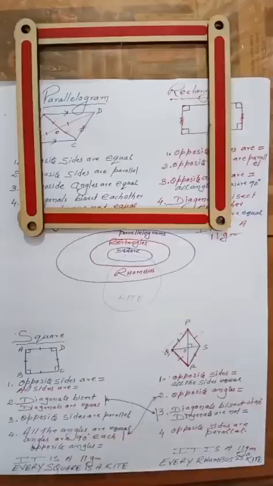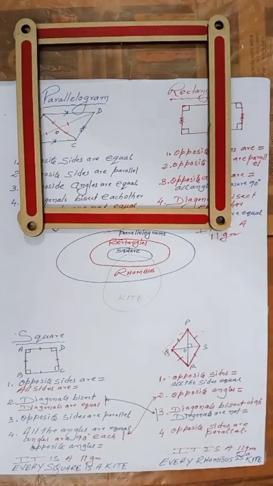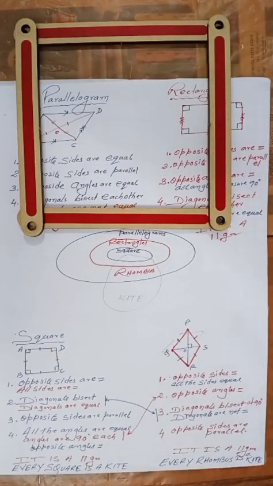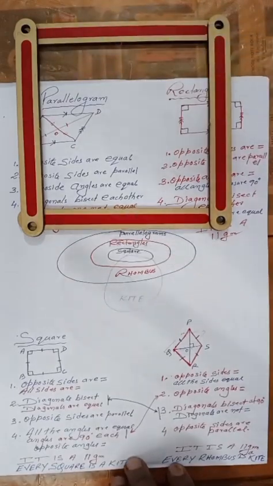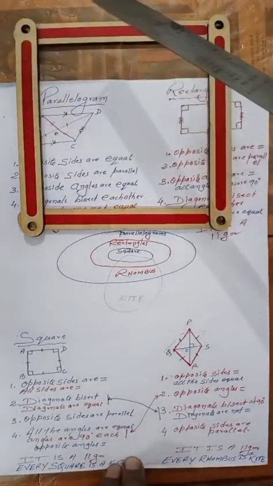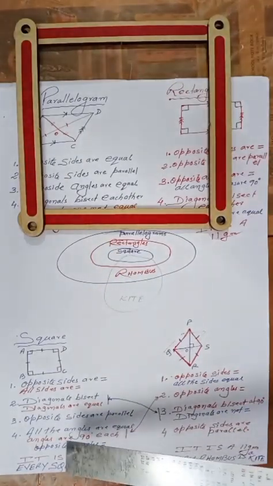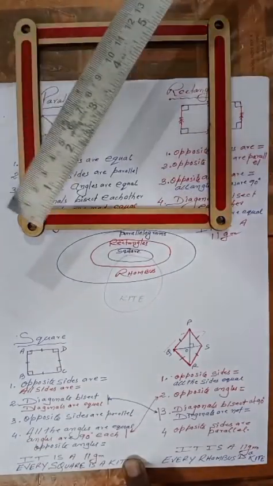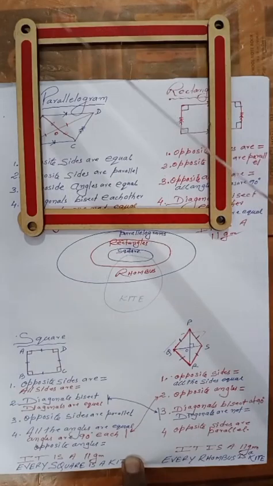Clear? Now we'll see the difference between a square and a rhombus. You see here, I have made a square. Sorry, it is a square. So opposite sides are equal. Diagonals bisect each other. Diagonals are equal, you can see here also diagonals are equal. It is coming 7 here, and here it is also coming 7. Diagonals are equal and they are also bisecting. All the angles are 90 degrees as in a rectangle.